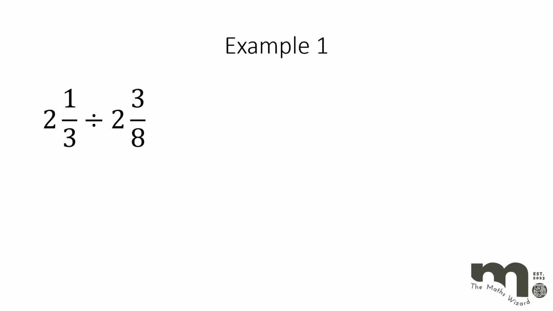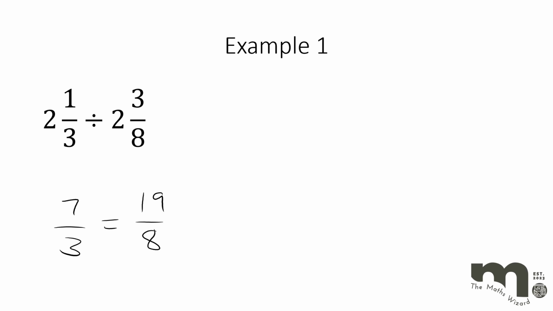Okay, so the extra step involved with this one is to turn them into improper fractions first. So on this one, if we can keep the bottom numbers the same for now, we can do 2 times 3 to get 6. Add on the 1, you get the 7. And on the bottom one, you've got 2 times 8, which is 16. Add on the 3, you get 19.